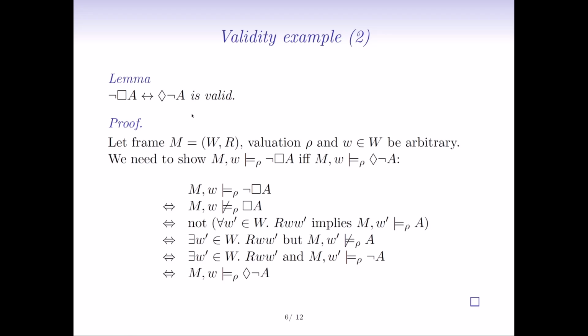By the way, I won't bother to show it, but as a little exercise, you might want to show that this actually works as well if you swap the box and the diamond in this lemma. So not diamond A is the same thing as box not A. So if it's not the case that A is possible, then necessarily A is false at all accessible worlds, and vice versa.